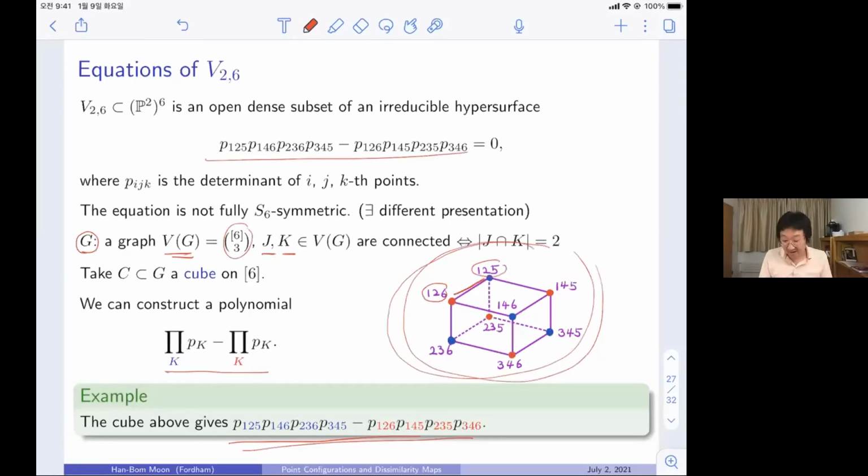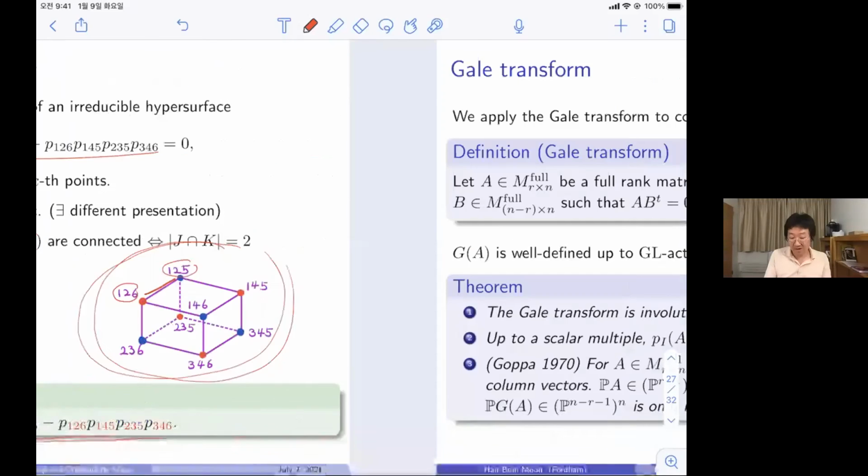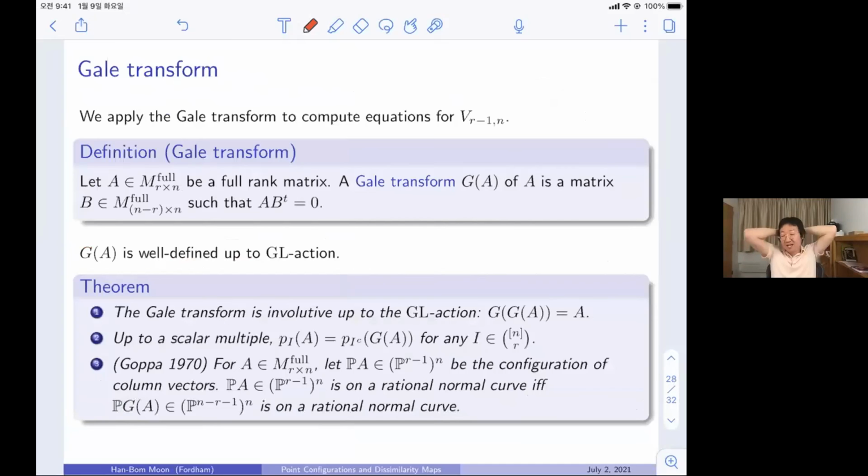Now, this observation was really helpful later. The next topic I'm going to tell you is that, starting from V26, which is a very classical example, how can we construct the equation for the general V_{R-1,n}? The key technique is to apply the Gale transform.